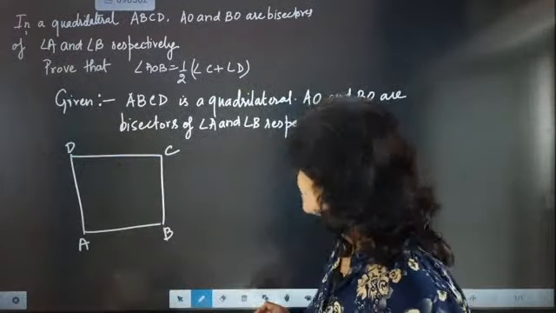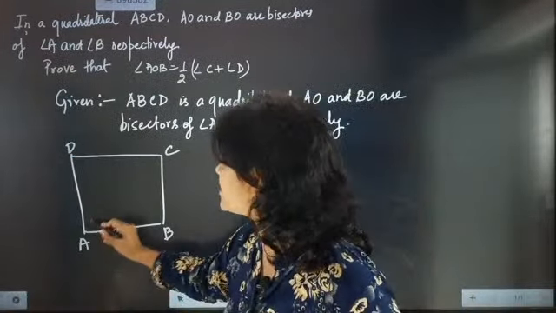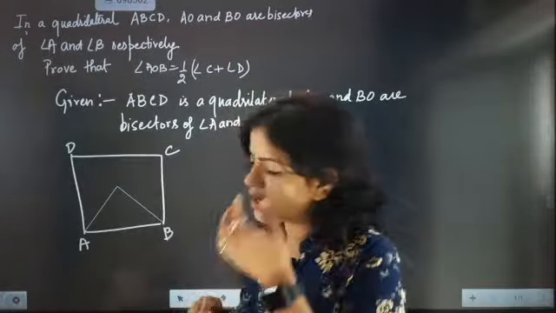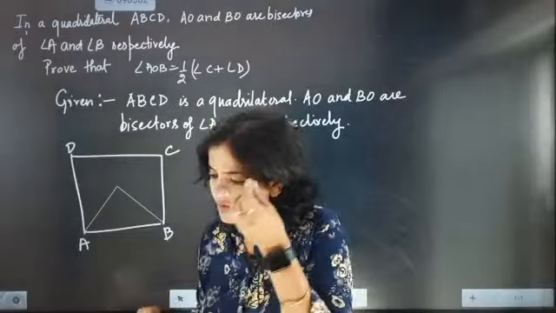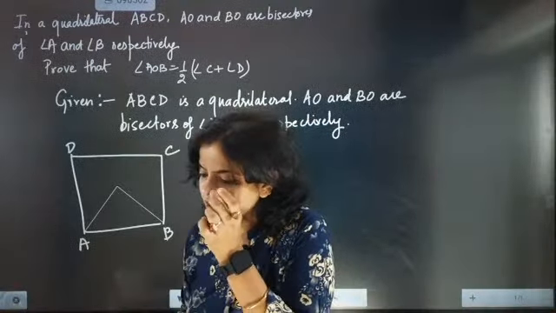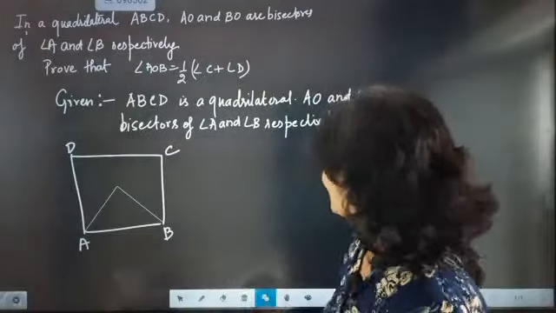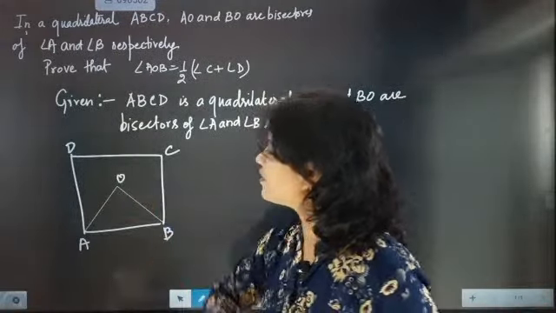But we know that it is a bisector. So since it is a bisector, it will bisect the angle into two equal halves, to prove half of angle C plus D. Yeah, correct. Wow, super. Nice one. Good. So now we are going to draw like this.